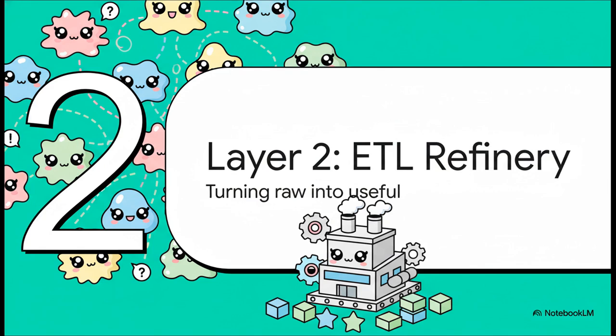So, we have all this raw data, and let's be honest, it's a total mess. It's inconsistent, it's full of errors, and it's in a dozen different formats. It's not useful yet. It has to go into what I call the refinery. This is layer 2, the data preparation stage.